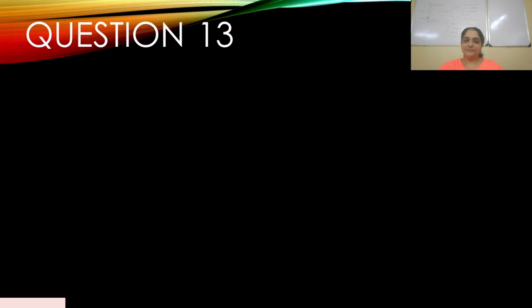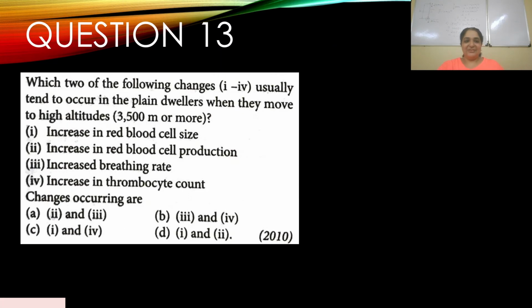Question number 13. All right. Let's read the question. Which two of the following changes, 1 to 4, usually tend to occur in the plain dwellers when they move to high altitudes, that is 3500 meters or more? You have: increase in red blood cell size, increase in RBC production, increased breathing rate, increase in thrombocyte count. This appeared in the year 2010. So what do you think is the right answer? Again, pause the video, think about this.